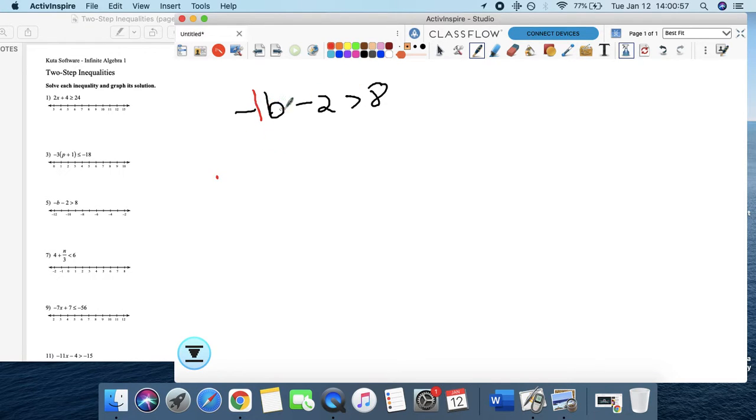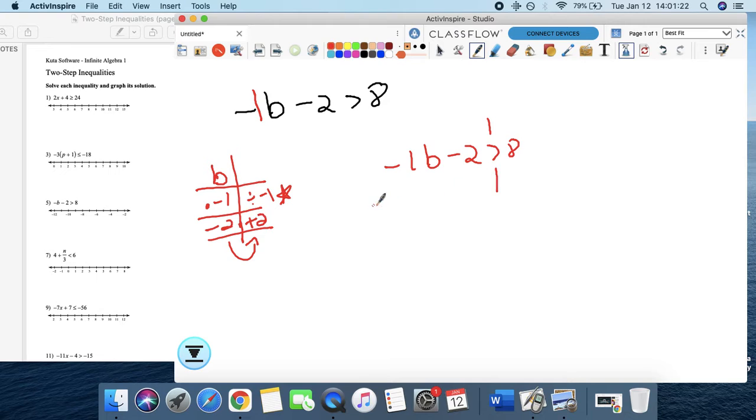Okay. So it's negative 1b minus 2 greater than 8. Here's my variable b. What's happening to it? Being multiplied by negative 1 and then subtract 2. I'm going to do plus 2 and then divide by negative 1. So again, put a little star. Remember, we're dividing by negative numbers. So let me write that a little bit better.